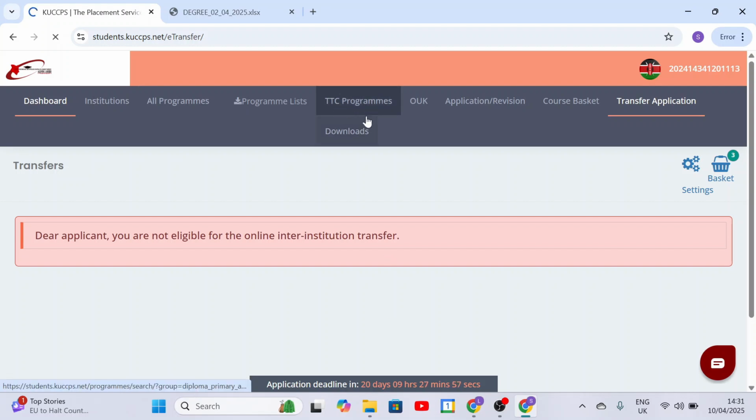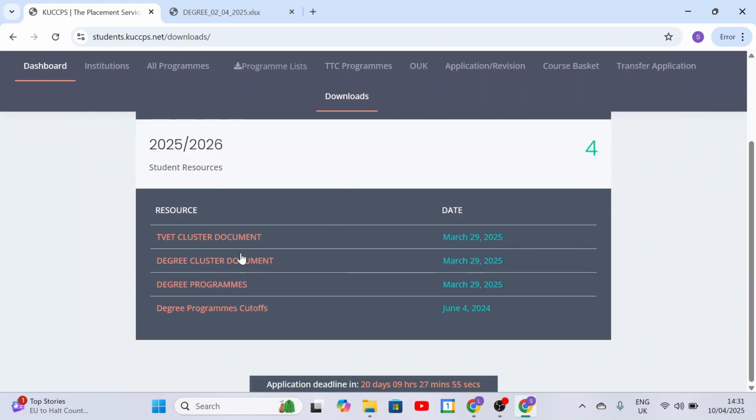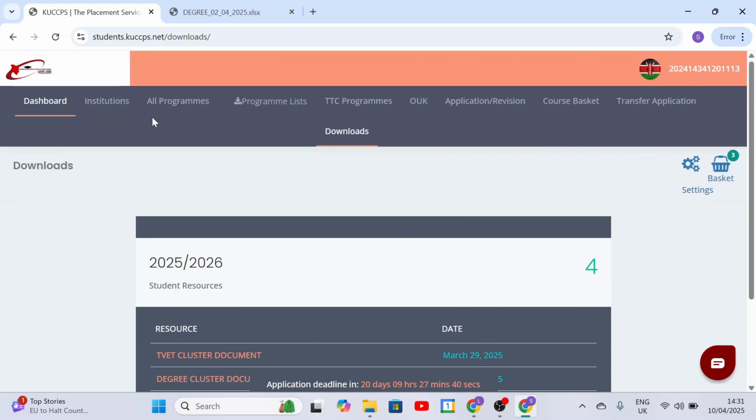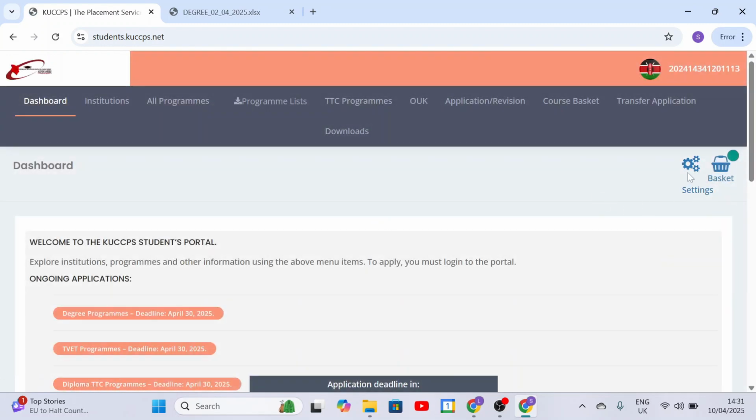Then from there, we also have the downloads tab. This is basically a replica of the program lists. You want to see again all the degrees or the TVET programs, the cutoff points, you can just click here and you'll be able to download those particular documents. Yeah, the other important thing that I wanted you to know from the dashboard is a couple of things here. You can be able to see the basket. This is just a shortcut of this course basket, right? If you click here, it will just take you back to the course basket.